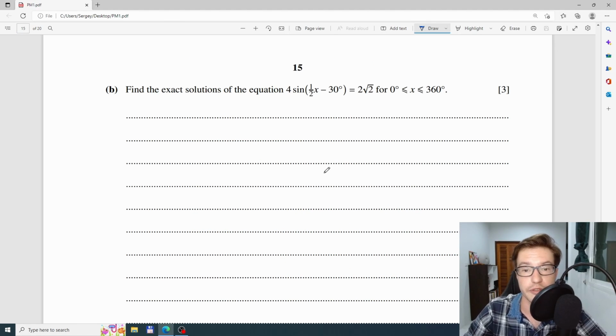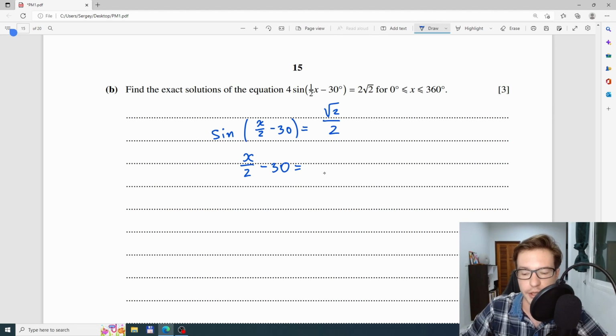Okay, we've got the equation with trigonometry, and to start with, I'll divide both sides by 4, and I'll get sine of (x over 2 minus 13) equals root 2 over 2. Then I will take the inverse sine of both sides, so I'll get x over 2 minus 13. Inverse sine of root 2 over 2 is going to be, okay, pi over 4, but we're actually in degrees, so that's going to be 45.